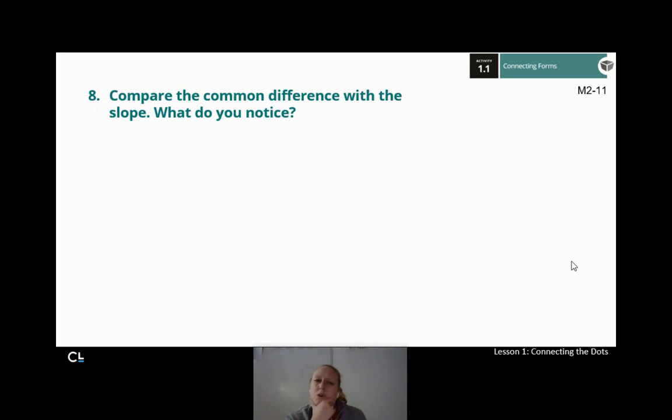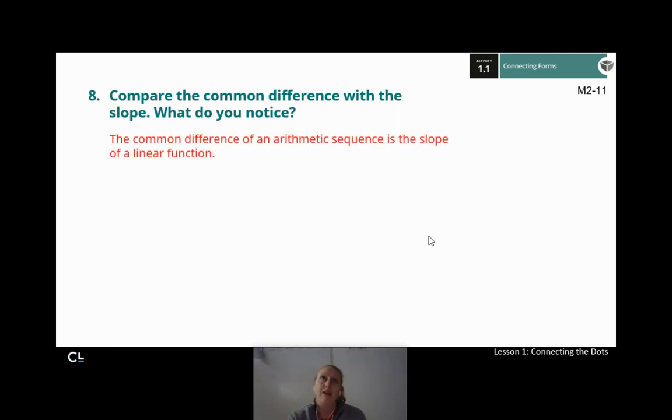Can you just take a moment to compare the common difference with the slope? What do you notice? Hit pause, write it down, hit play to keep going. I noticed that the common difference was 4, and the slope was also 4. Oh my gosh, guys, the common difference of an arithmetic sequence is the slope of the linear function. So magical.